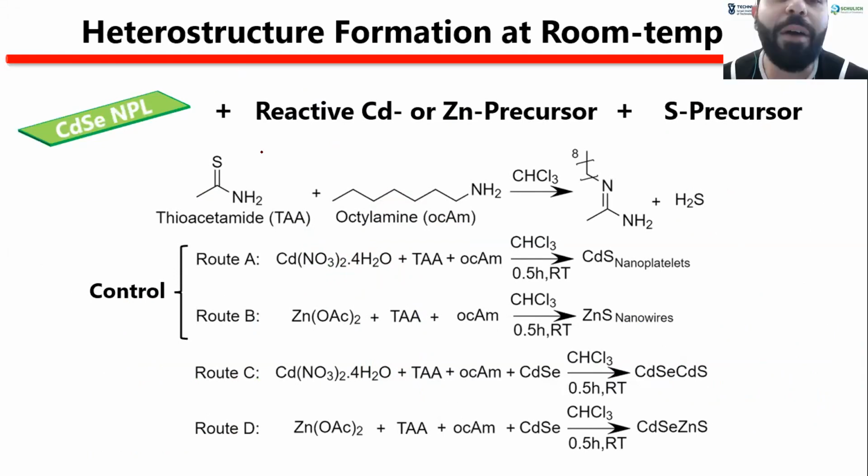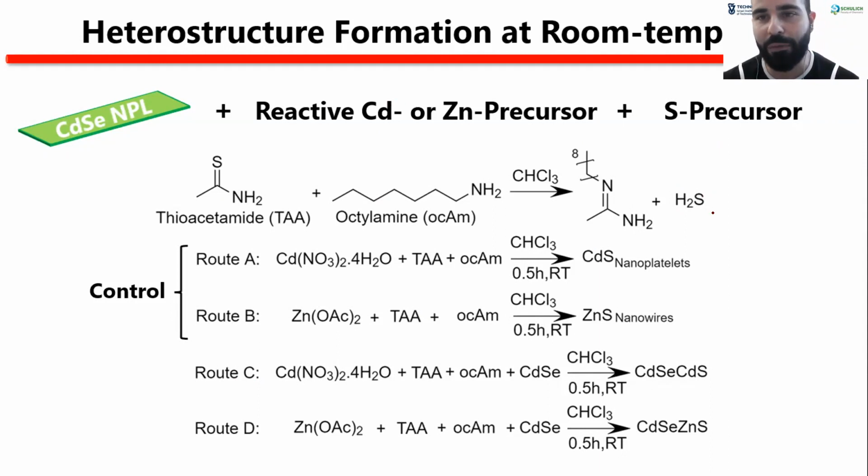Now, if you want to add a cadmium sulfur shell or zinc sulfur shell at room temperature, what we need is to use molecules that can react at room temperature. So I tried to use thioacetamide and octylamine, an amine molecule. The amine can attack the thioacetamide to form this complex, and the hydrogen sulfide molecule is released. And then we add cadmium.